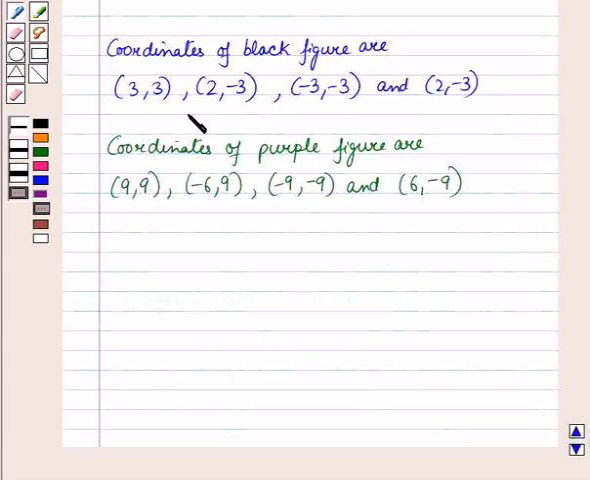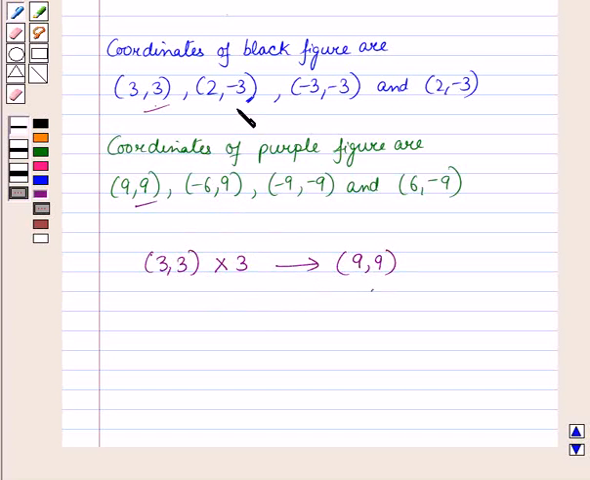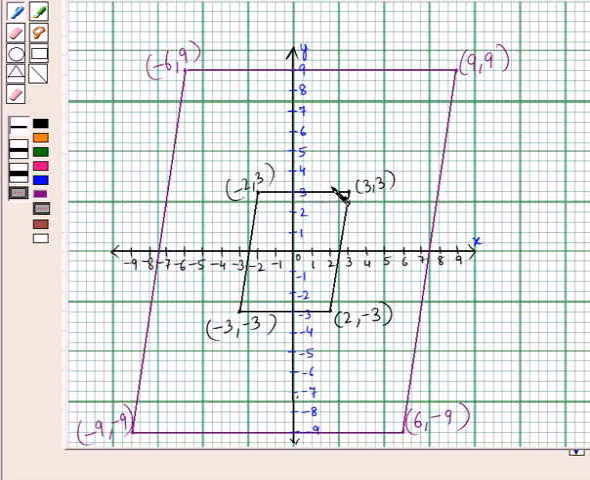Now here, you can see that if we multiply the coordinates of the black figure by 3, then we get the coordinates of the purple figure. For example, let us take the coordinates (3, 3) and multiply them by 3. It will give us the new coordinates (9, 9), and these are the coordinates of the purple figure. Similarly, if we multiply the other coordinates of the black figure by 3, then we will get the coordinates of the purple figure. So we can say that each coordinate of the black figure is multiplied by 3 to get the coordinates of the purple figure.